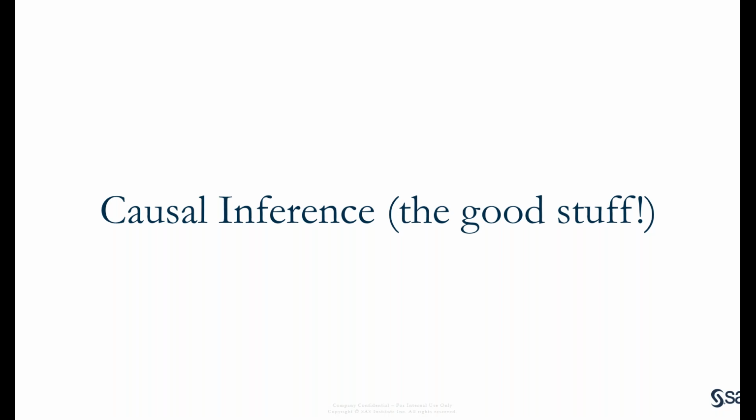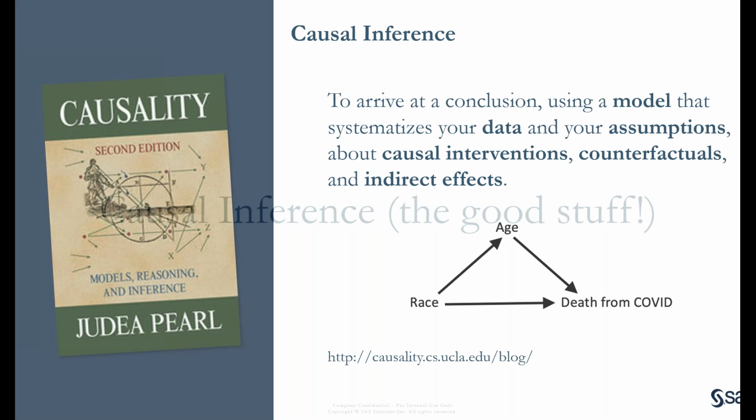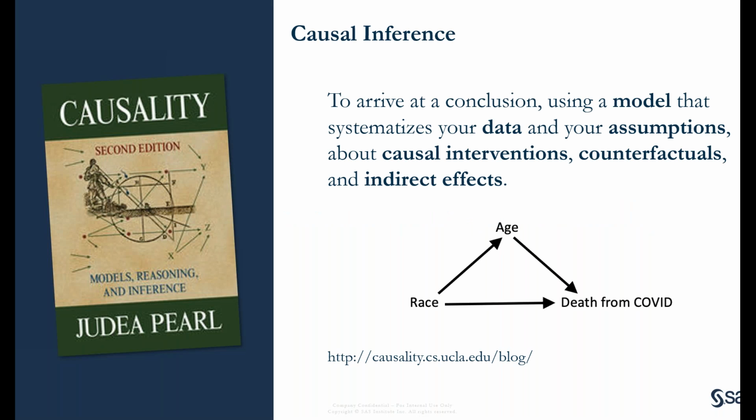There's an emerging field in machine learning and artificial intelligence called causal inference. It's been put out by a guy named Judea Pearl, and it's been worked on since the 80s. Causal inference is to arrive at a conclusion using a model that systematizes your data and your assumptions about causal interventions. That is, what if we had done things differently? How would it have changed our effect?